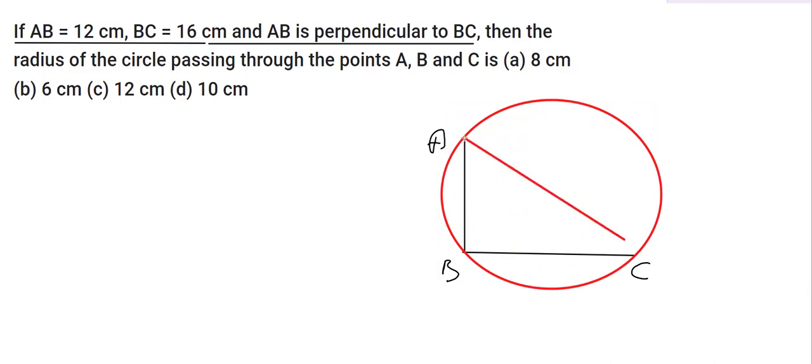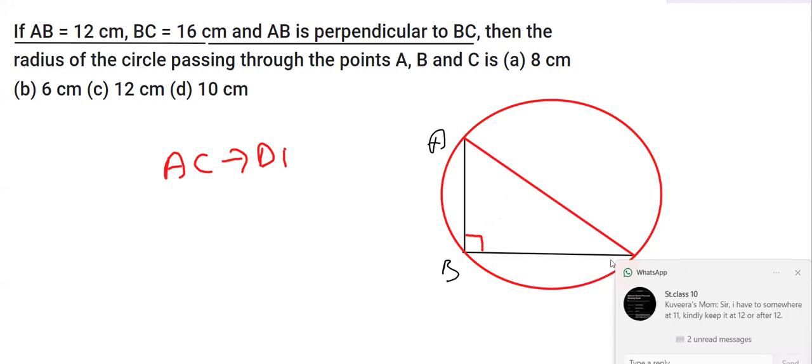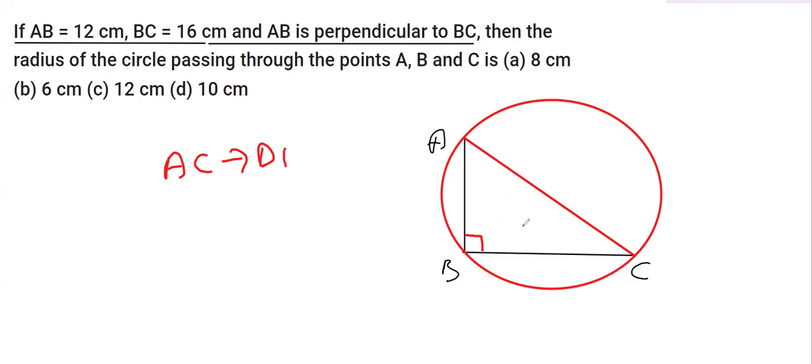the length of AC. Now what you can see is that since this angle is given as 90 degrees, by applying the property that angle in a semicircle is a right angle, we can say that AC is nothing but the diameter, right? This is the diameter. Next we have to get the length of the radius. What are the lengths we know here? We know the length of AB is 12 and this is 16.